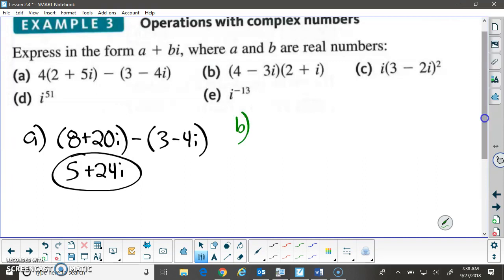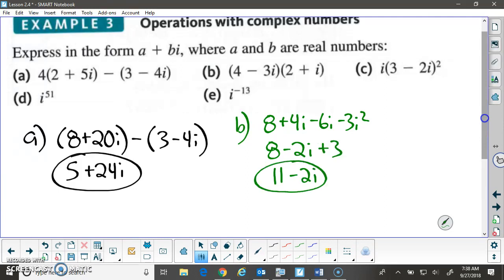Part B, again, this is multiplication, so we'd have to use the FOIL system. So we get 8 plus 4i minus 6i minus 3i squared. Simplifying would give us 8 minus 2i plus 3, and so we get 11 minus 2i as a result. Part C, we'd have to take the 3 minus 2i and FOIL it with itself. We still have this i in the front. So that's going to give us 9 minus 12i plus 4i squared. And that would simplify into 5 minus 12i.